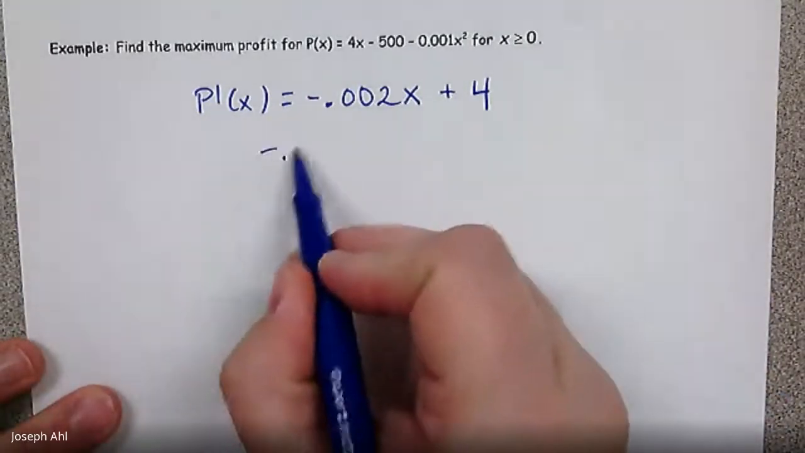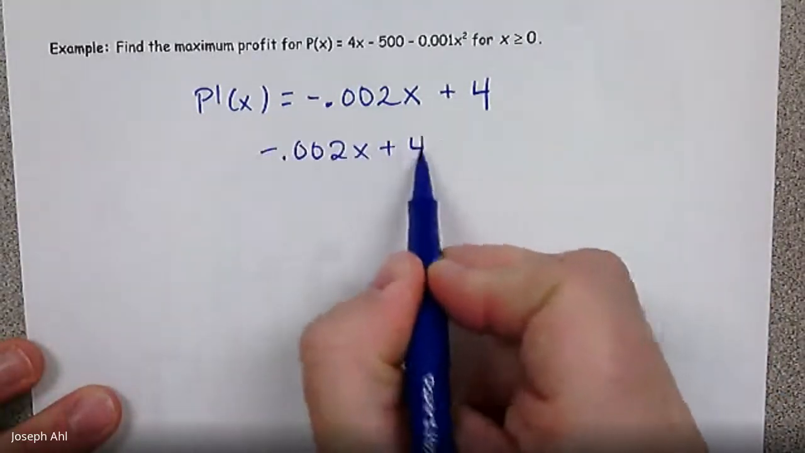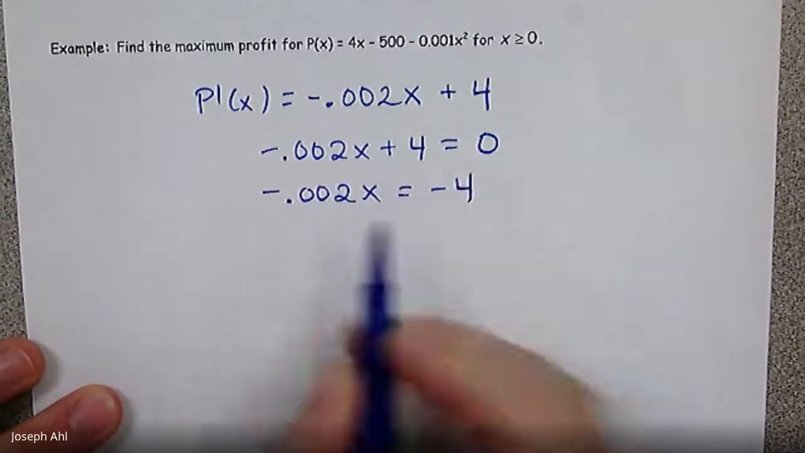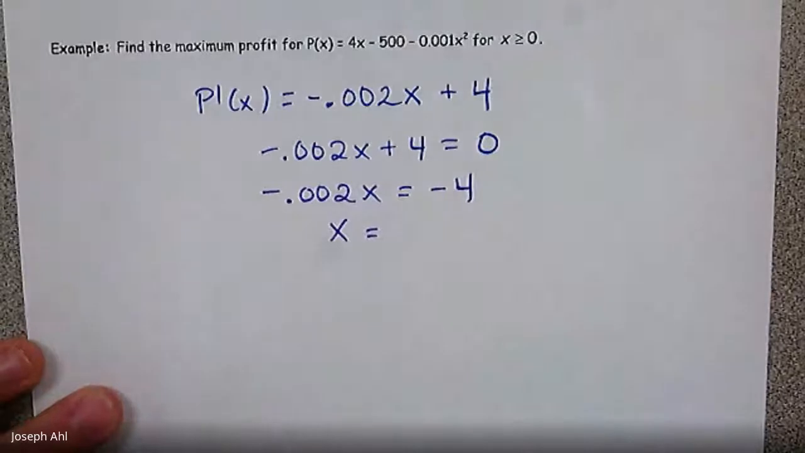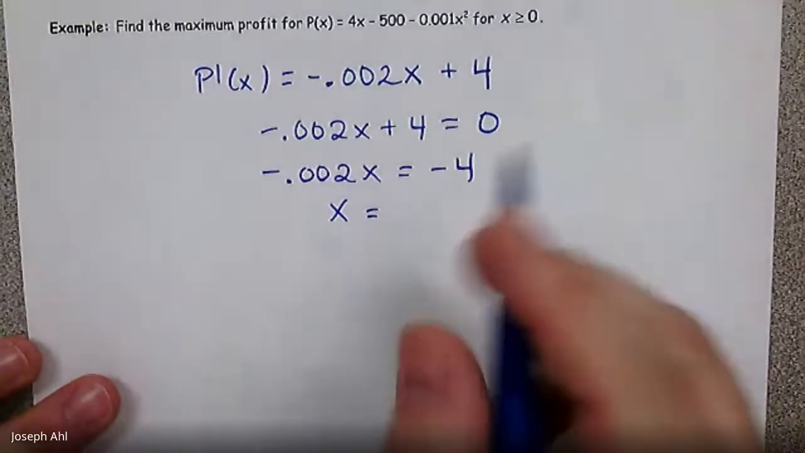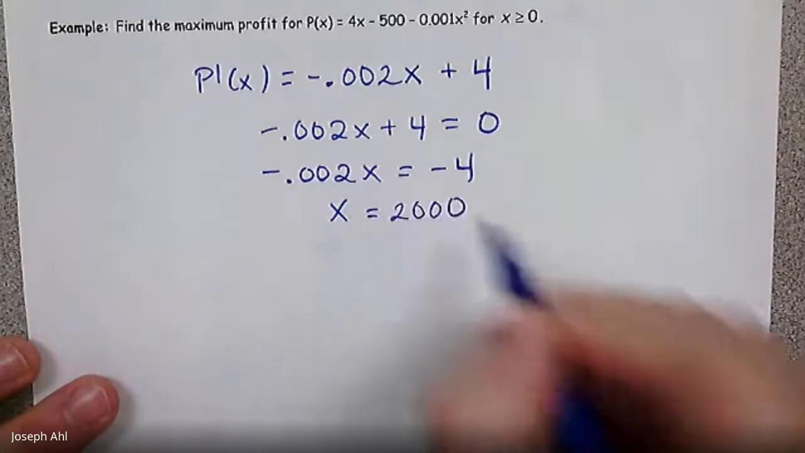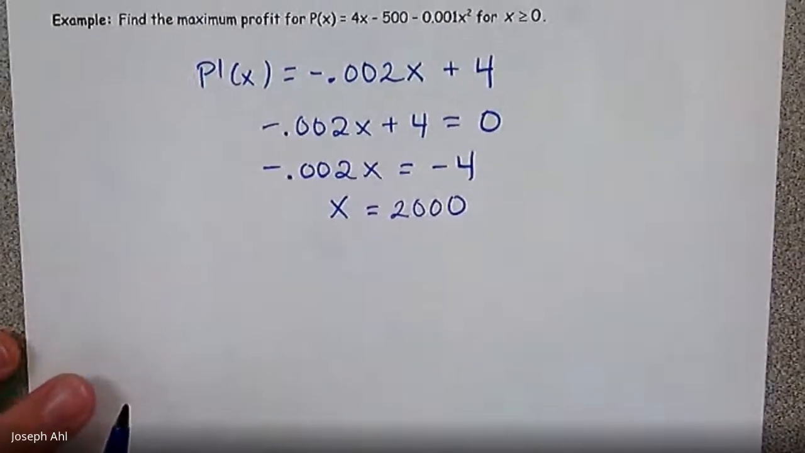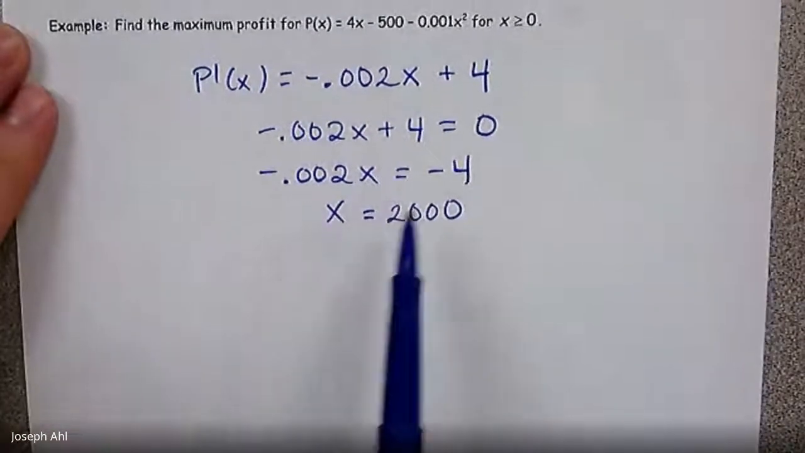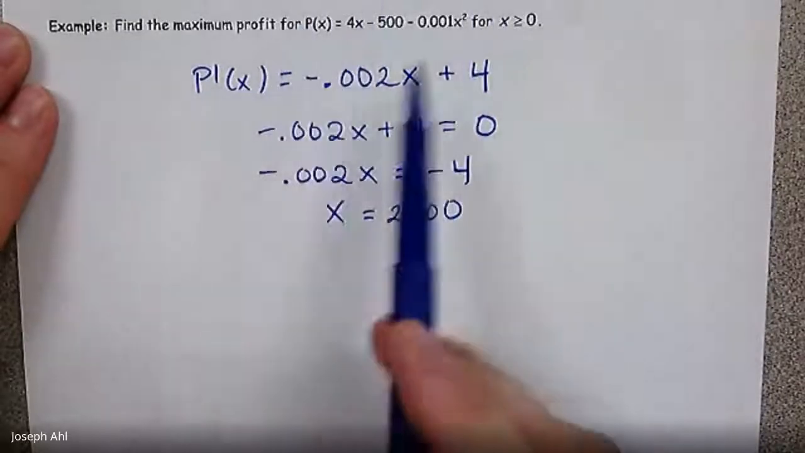So if we set that equal to 0 and solve for x, dividing over the negative 1 over 500 or 2 thousandths there, you wind up getting x equals 2,000. Okay, so 2,000 is not the max profit. The value of x equaling 2,000 may wind up maximizing the profit.